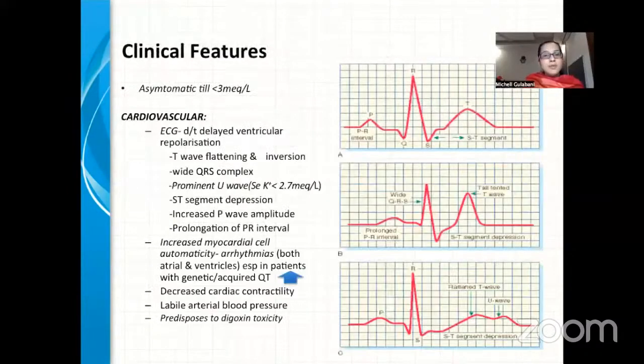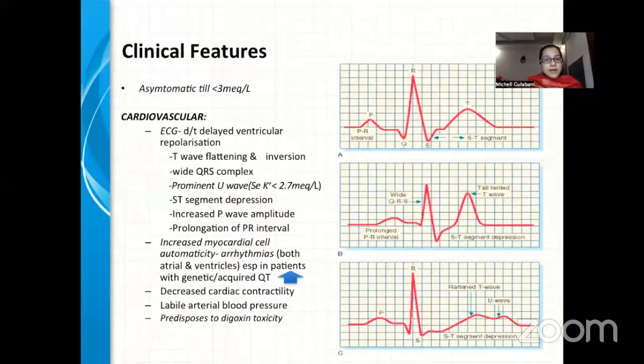So the clinical features of hypokalemia: it's normally asymptomatic above 3. And then what you have in the ECG is T wave flattening. You see the normal ECG here, and this is hyperkalemia in which there are tall tented T waves. And here you have hypokalemia in which there is a flattened T wave and appearance of a U wave. So T wave flattening and inversion of the QRS complex are seen. Prominent U waves are commonly seen at serum potassium levels of less than 2.7 milliequivalents per liter.